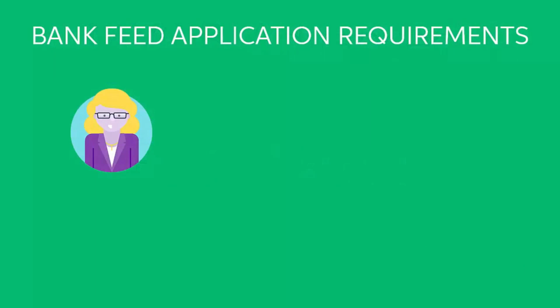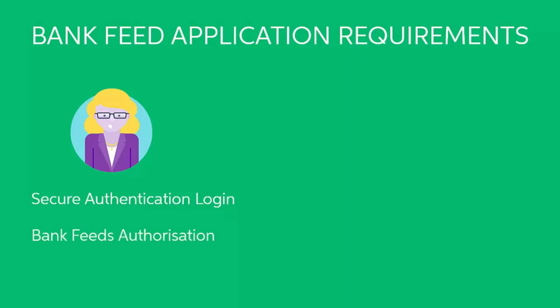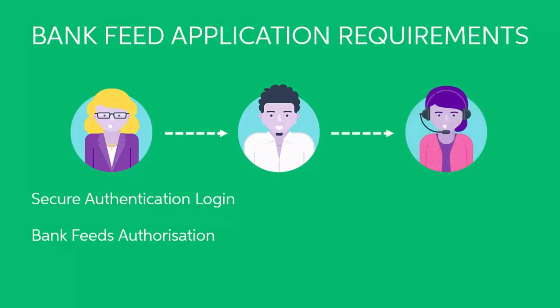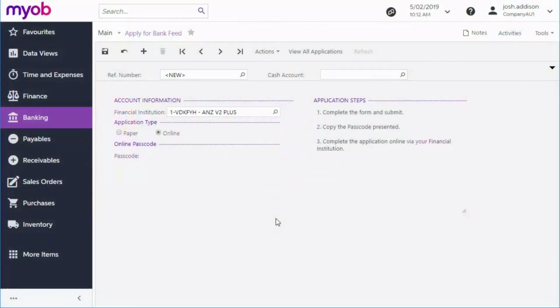Any user who's going to apply for Bank Feeds will need a secure authentication login if they don't already have one, and they'll need to be authorized for Bank Feed applications. A site administrator will need to send a request for authorization to MYOB Sales Operations on their behalf using the Authorize MYOB Admin button on the user's screen. Once they're authorized, a user can go to the Apply for Bank Feed screen and create a new application record.